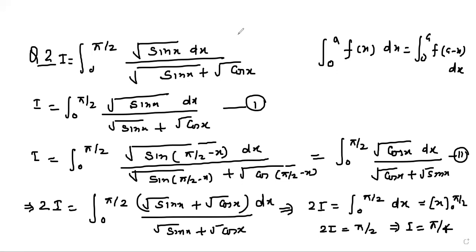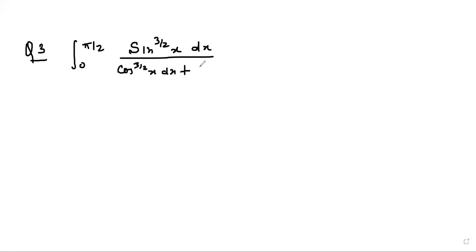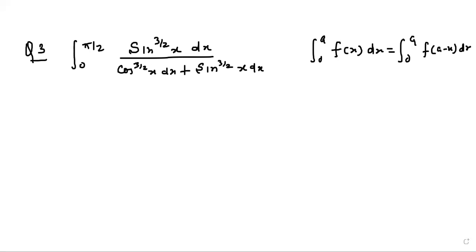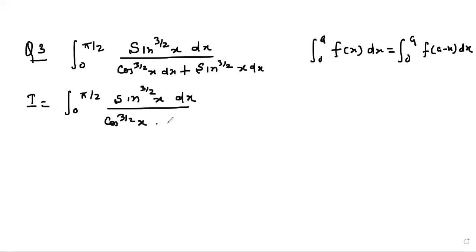Now let's go to question number 3. Question number 3 says integration from 0 to pi by 2 of sin power 3 by 2 x dx divided by cos power 3 by 2 x plus sin power 3 by 2 x. Again, we are going to use the same property, integration from 0 to a of f(x) dx is equal to integration from 0 to a of f(a minus x) dx. So suppose the question equal to I. So I equals integration from 0 to pi by 2 of sin 3 by 2 x dx divided by cos 3 by 2 x plus sin 3 by 2 x. Suppose this is equation number 1.